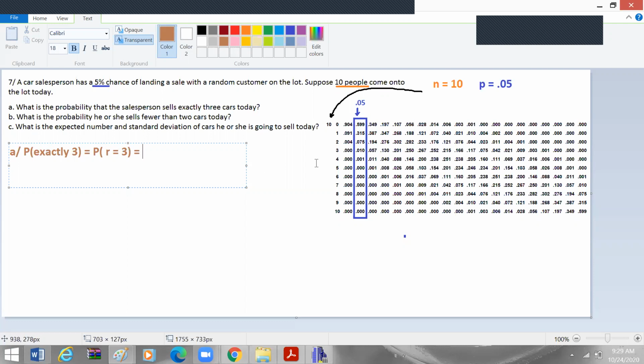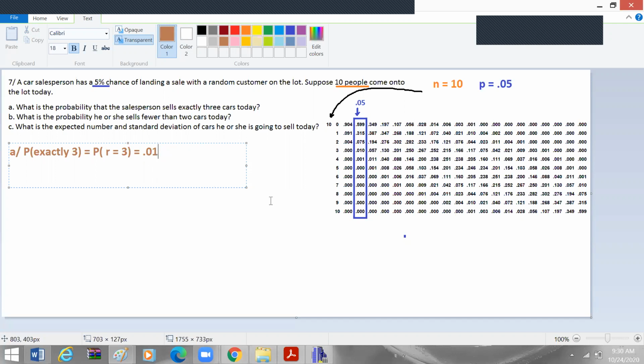So how can I find r equal to 3 on a chart? Can somebody tell me what the answer is? 0.010. Doesn't matter if I get rid of the 0 right there. I don't know. You don't know? Okay. You don't think so? Right. It's perfectly okay to get rid of the 0 after the 1.